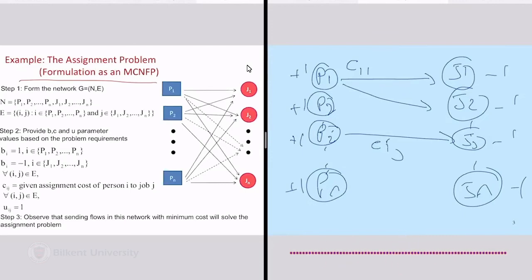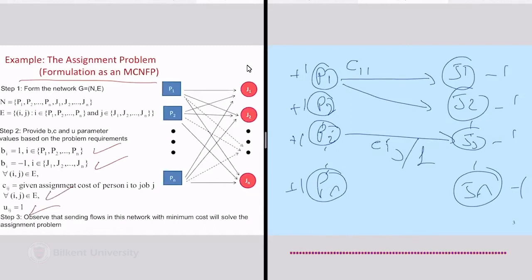Now the upper bound is how many units can I send from my suppliers to demand? Well, that's 1 for this example because it is when the person performs the job, right? There is no other option. So my Uij's are 1. So my Bi's are done, Cij is as given, and my U's is just 1.